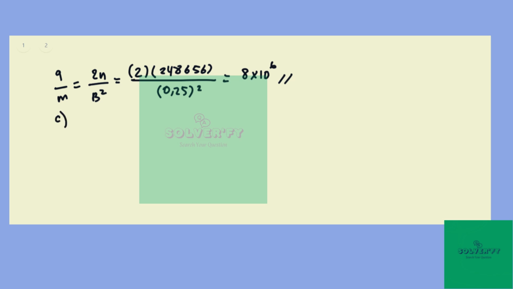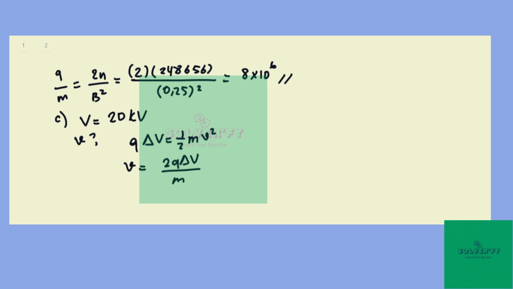Now in part C, the potential is given as 20 kilovolts, and we're asked to calculate the speed as the ions enter the magnetic field. So we had already derived this relationship, Q delta V equals 1/2 mv squared, the conservation of energy. Then v from here is going to be the square root of 2Q delta V over m. Now we calculated Q over m. We know what that is. It's here. So it's going to simplify our calculation significantly.